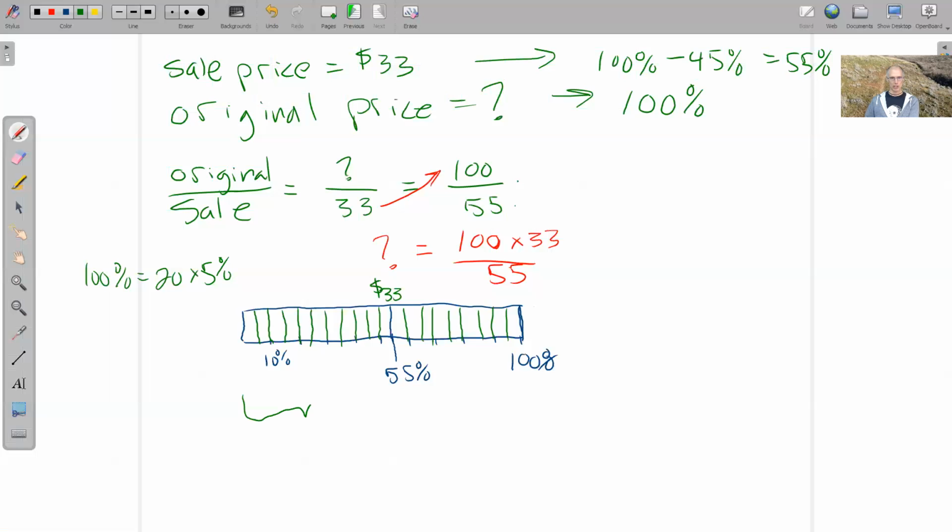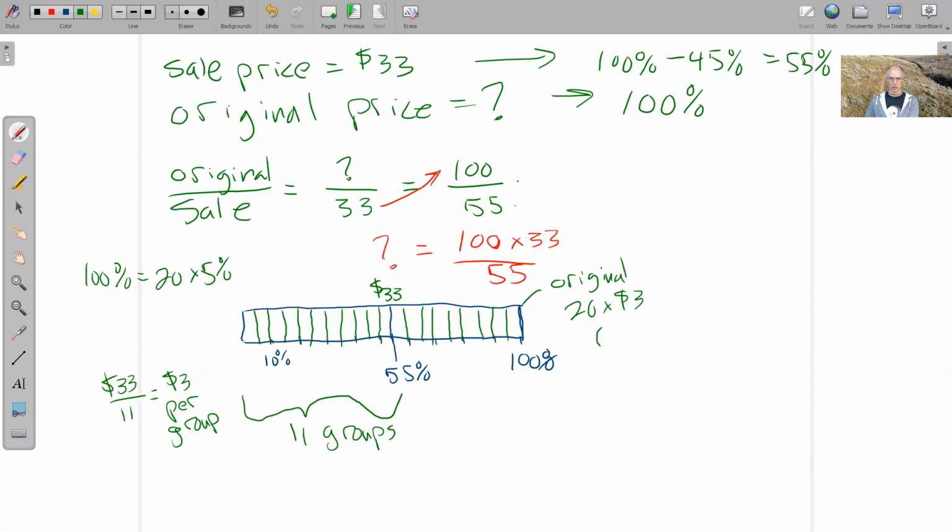I have from here to here 11 groups. As percentages, each of those groups is 5%. But I could also take that $33, split it into 11 groups, and see that each group is also worth $3. So that my original price here has to be 20 groups of $3 or $60. Right, so that's the process in setting up these pictures.